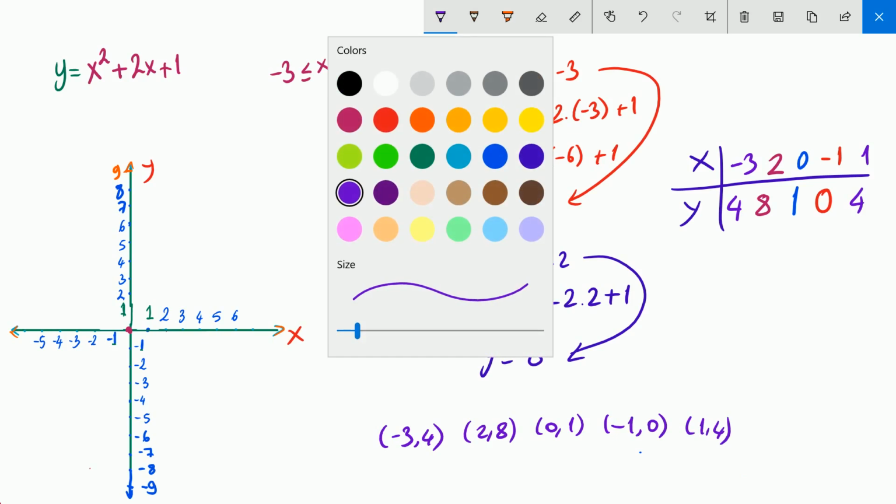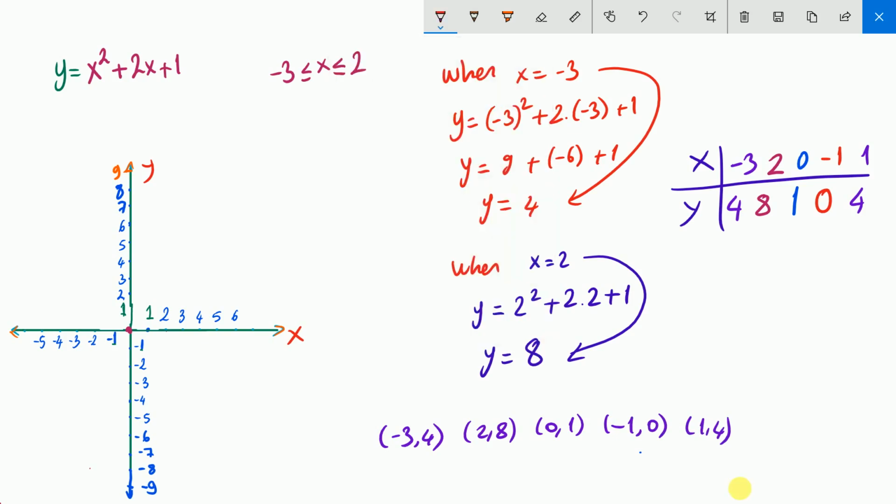It's really easy to do. The first point is -3 and 4. -3 is here. You just put your finger on the x-axis and move it up. -3 and 4 is going to be here. What about the second one? 2 and 8. 2 is here, 8 is very high. It goes up, and you plot your point there.